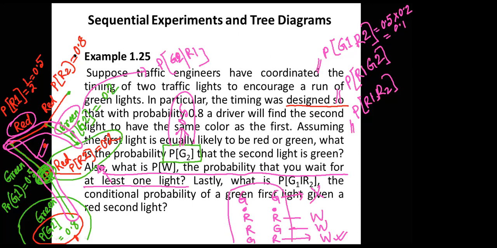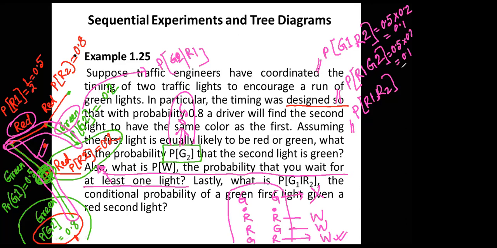It is 0.5 into 0.2, and that will be 0.1. Are you understanding? If not, please tell me so that I will repeat again.